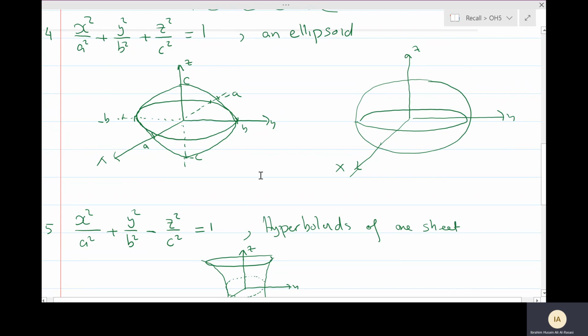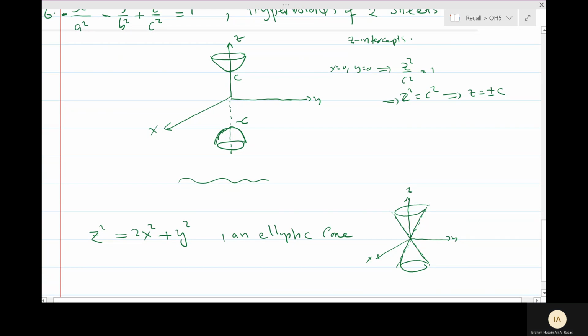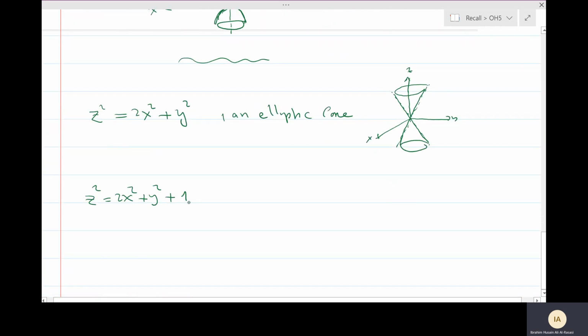Collect all terms on one side and keep the 1 on the other side. So here it will be minus 2x squared minus y squared plus z squared equals 1. Now you compare how many negative signs you have. I have 2 negative signs, so it is a hyperboloid of 2 sheets. The number of negative signs is the number of sheets.